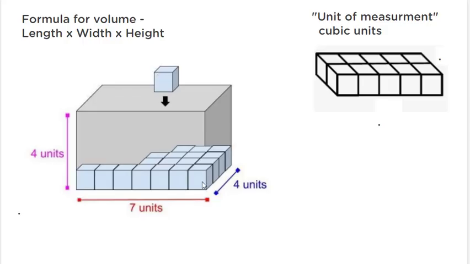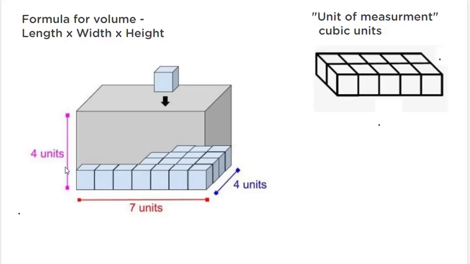So for instance, we use the formula length times width times height. So we want to look at this box. The length is 7 units. So if I were to put these cubes in here, there's 7 of them that will fit across the front. 4 will fit across the side. And this is what we call our base, right? That level. We have layers. And the height would be 4 units.